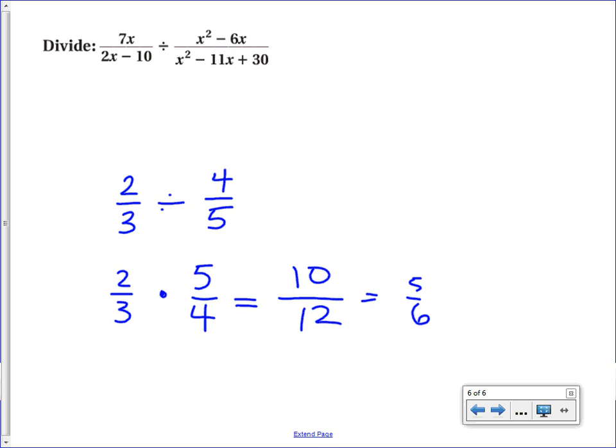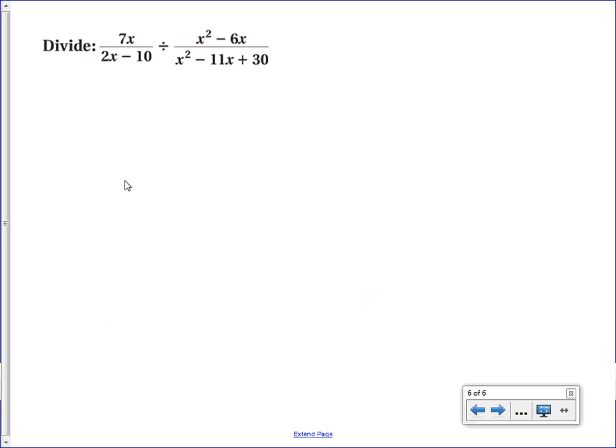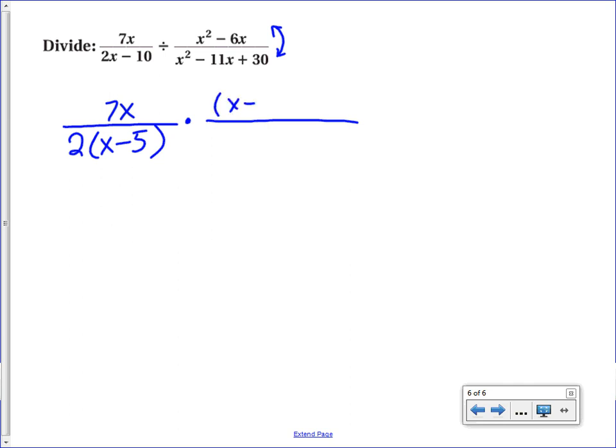And that's basically the same thing that we're going to do with the x's. We're going to factor and flip the second fraction. I like to do this in one step. So the first fraction doesn't change. I can factor the bottom. I'm going to change it to multiplication now. And I'm going to flip this fraction, okay? So the x squared minus 11x plus 30 is going to come up to the top. And when I factor that, it's x minus 6, x minus 5.